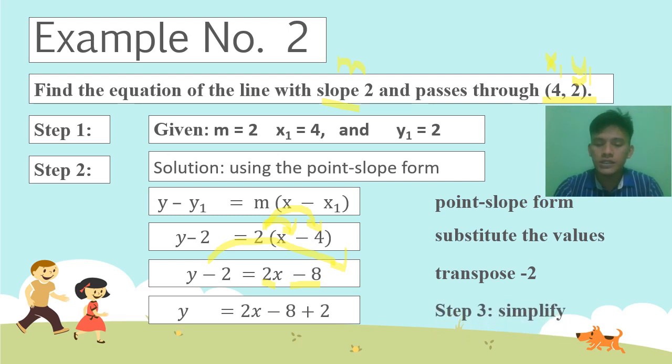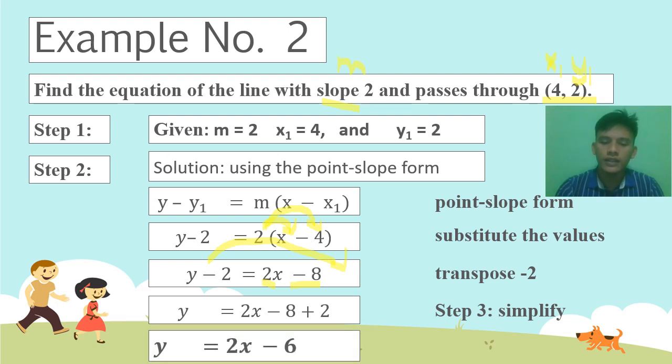Then we still need to simplify that. That will be our step 3. Negative 8 plus 2, and that is negative 6. And the final answer is y is equal to 2x minus 6.